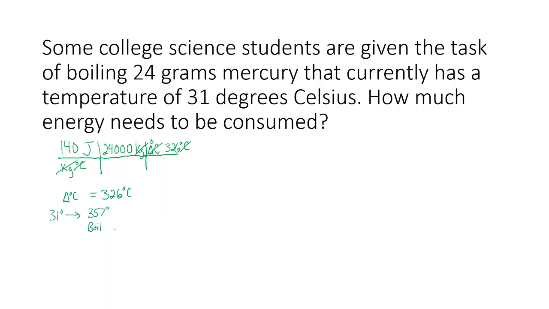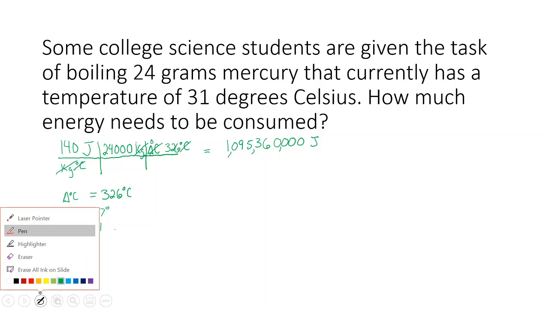So the 326 degrees Celsius will cancel, and my kilograms will cancel, and the only thing that's left is joules. So I got 140 times 24,000 times 326. Ooh, gives me a big number. I didn't realize it was going to be that big. 109,536,000. So, a billion joules is what it would take to boil 24. Good night. No, we got to go back to the drawing board.